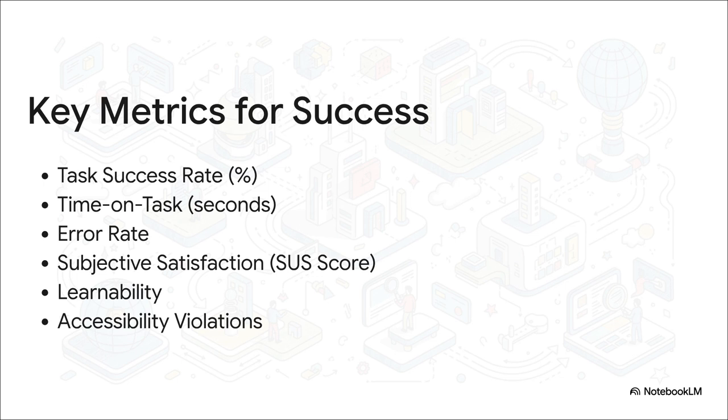We're talking about things like test success rate, what percentage of people could actually do what they were trying to do, time on task, how long did it take them to figure it out? And you even have things like a system usability scale, or SUS score, which is a standardized survey that gives you a single number to represent just how easy or difficult the system is to use.